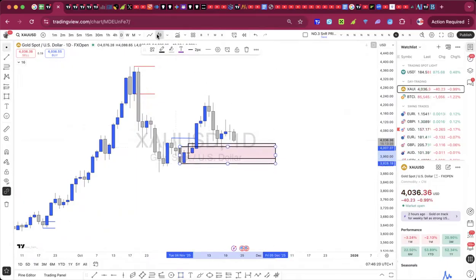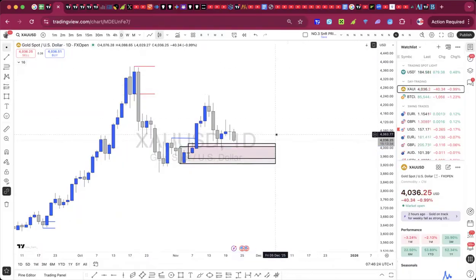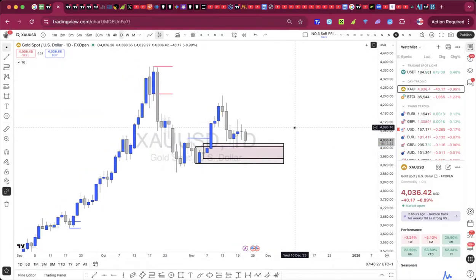So we're going to find this. I'm going to change this color. Now, why do I do this? I just want to identify where potential entry can be formed. And then we have this on a daily time frame.